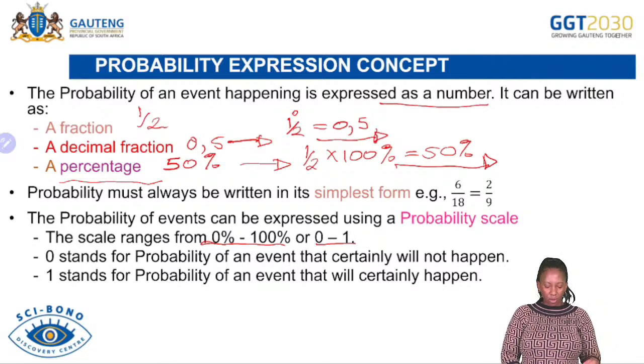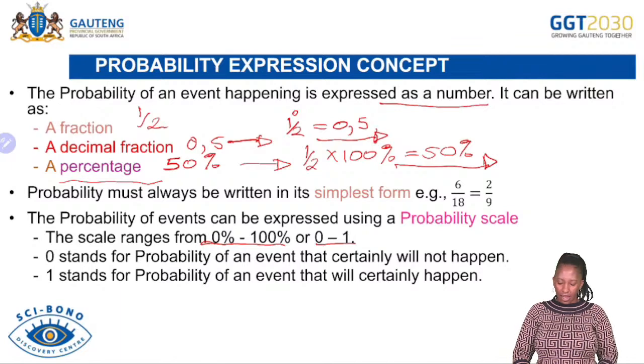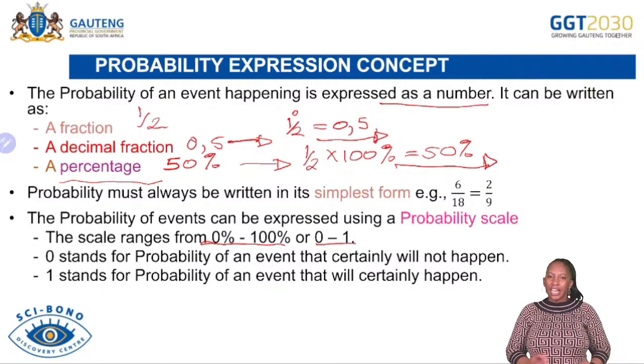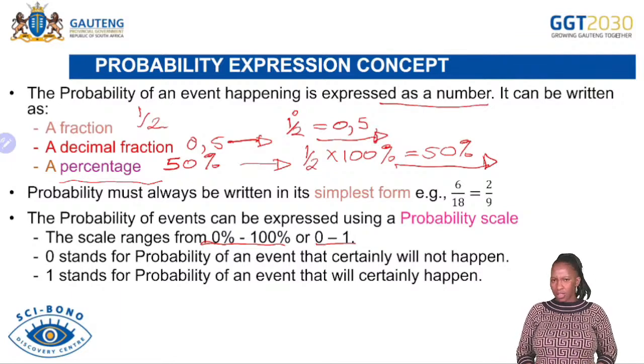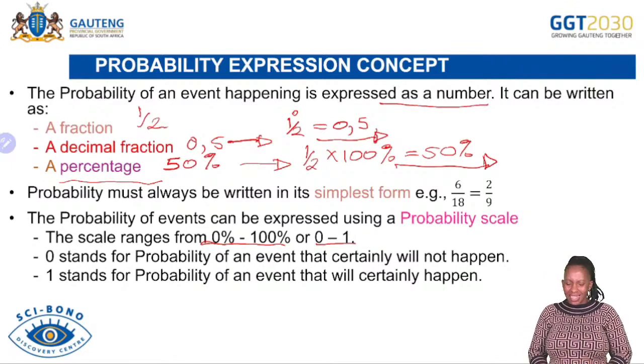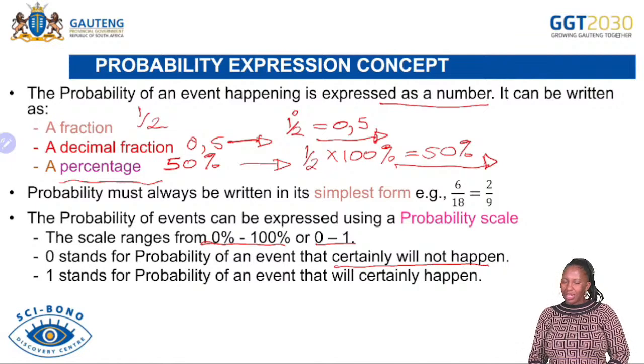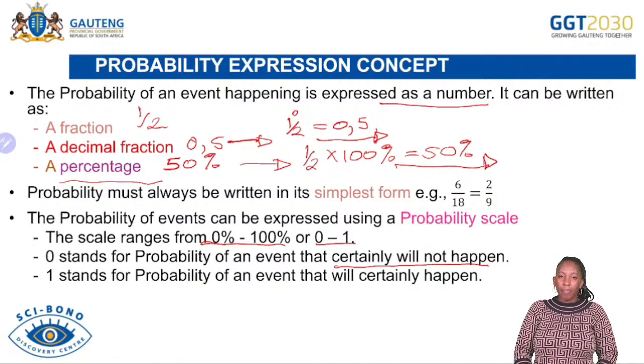So what does the 0 stand for on a probability scale? The 0 stands for an event that certainly will not happen. So if there are no chances at all, that is 0. We know that there is no chance. 0 stands for probability of an event that certainly will not happen. So that means it will never ever happen.